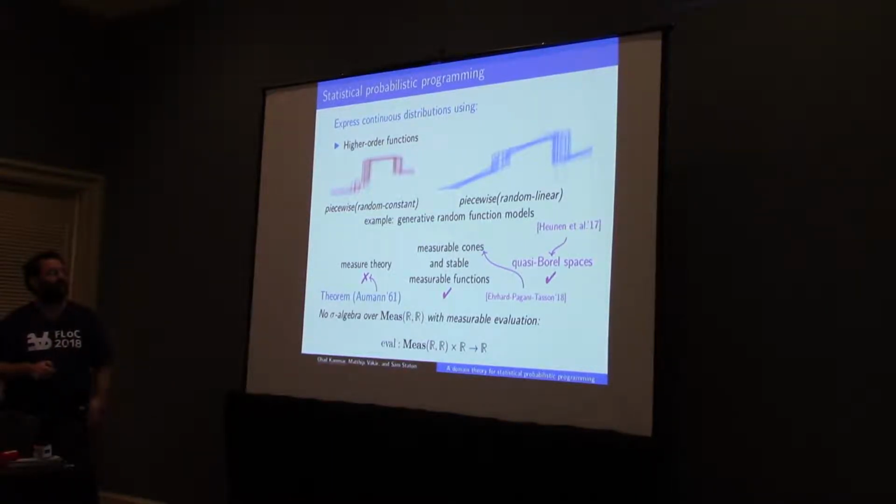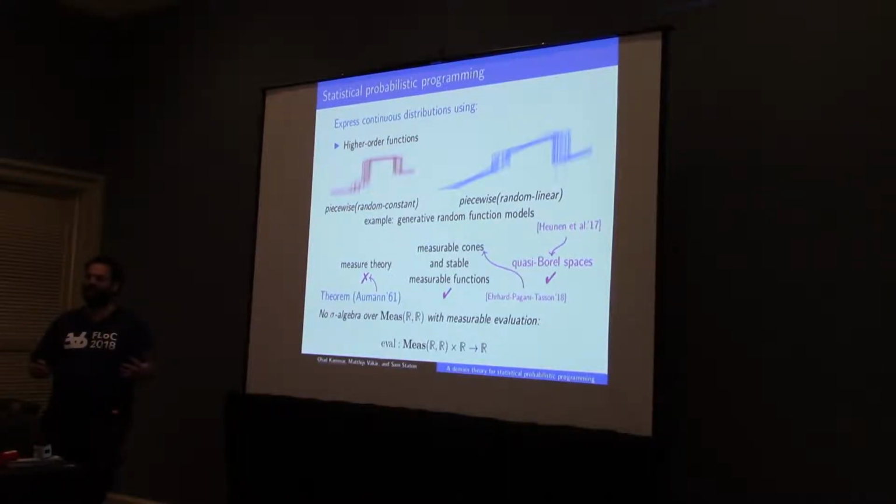Okay? But here's another challenge. Because we have continuous distributions, we want something like measure theory. But measure theory is no good for function spaces, because of a result by Aumann, which says that if I look at all the measurable functions from the reals to the reals, I cannot equip it with a sigma algebra, a measurable space structure, that makes evaluation a measurable operation. So that means that my language now can't apply functions, so that's a showstopper. Okay, so I need to do something different.